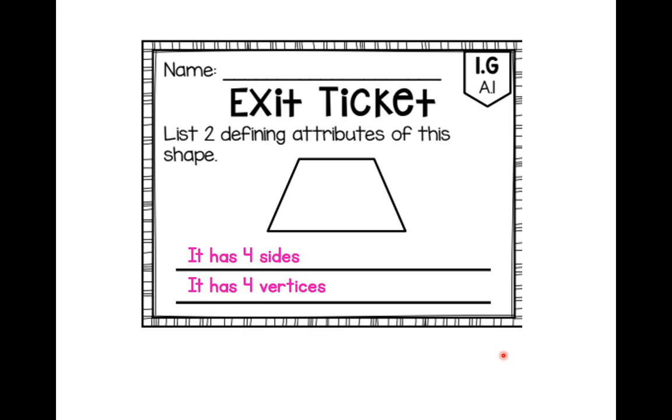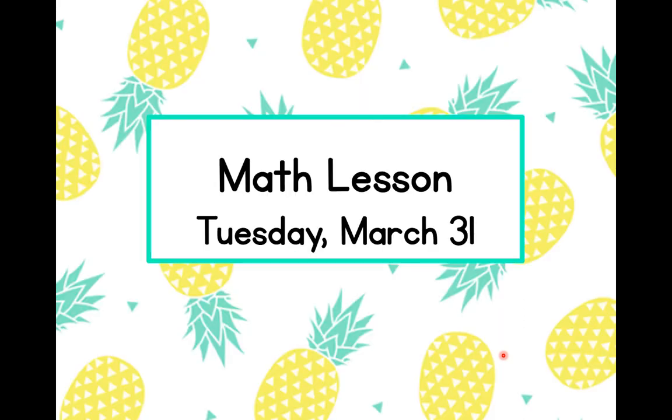All right, well, if you said this shape has four sides and four vertices, you are correct. You could have also said that an attribute might be that this shape is a closed shape, and that would have been okay too.